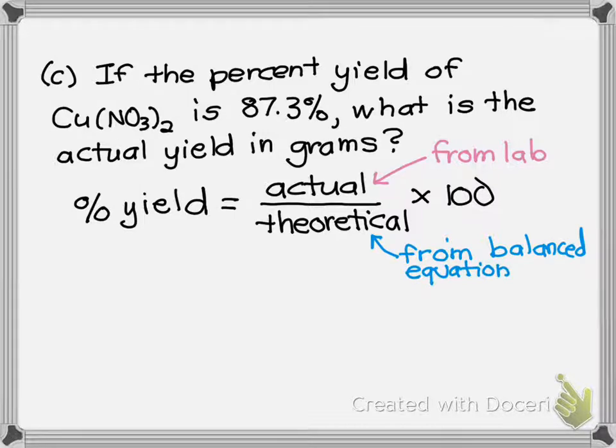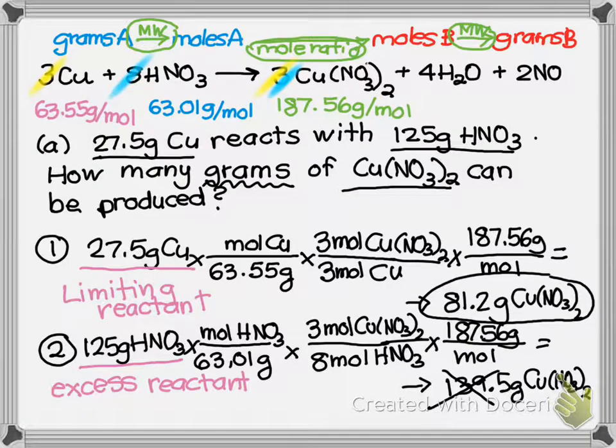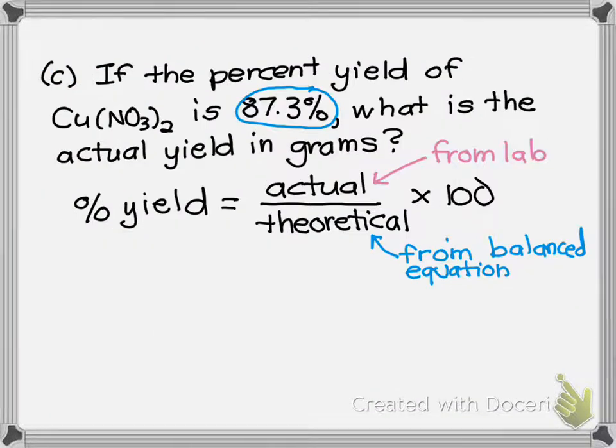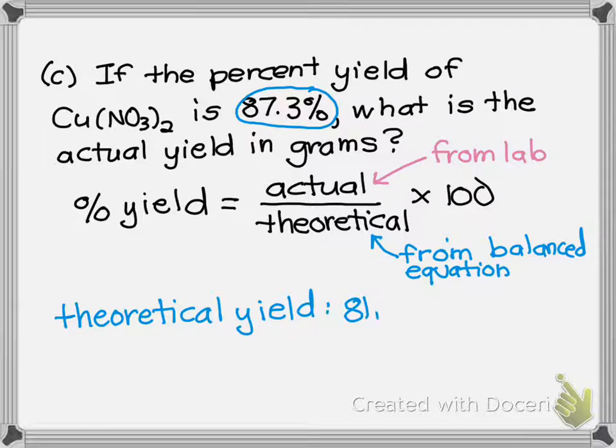So this problem gave us the percent, and we're going to look at a previous problem and see what we calculated for our theoretical yield. I'm going to go back. Our theoretical yield is right here. It's 82.1 grams, oh, 81.2, sorry, 81.2. So our theoretical yield we calculated in step A, and we calculated it to be 81.2 grams of the copper II nitrate.